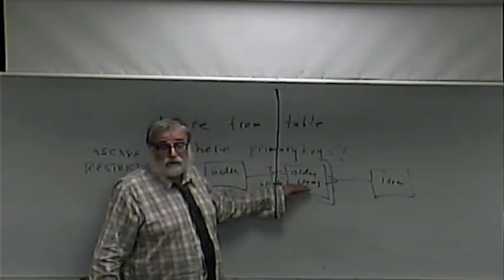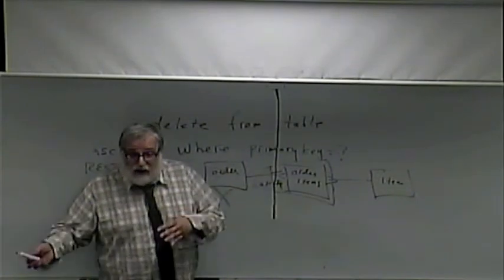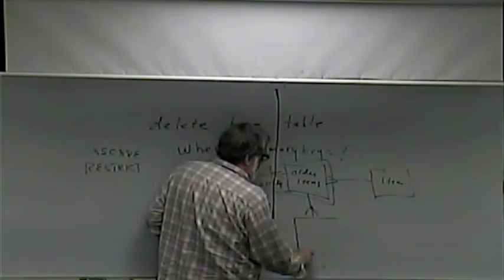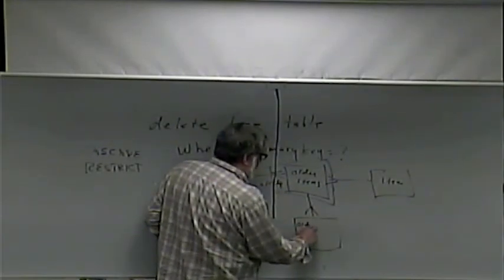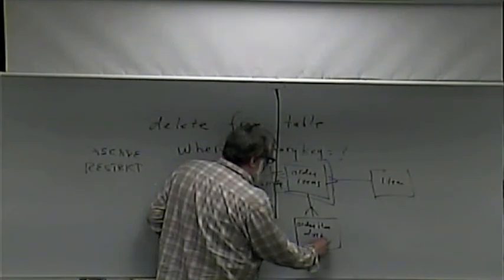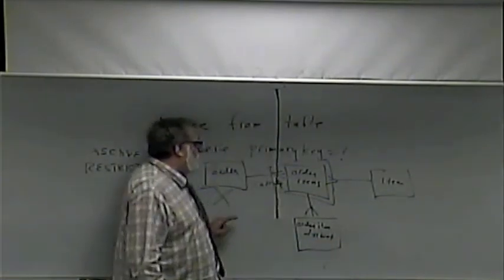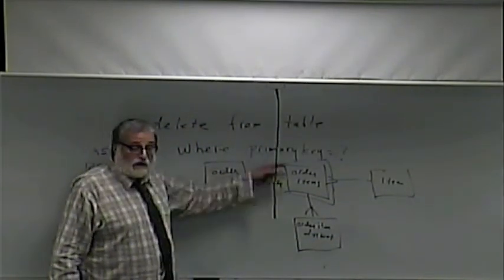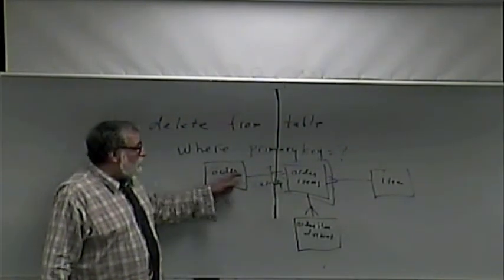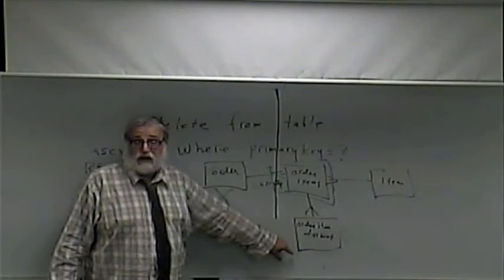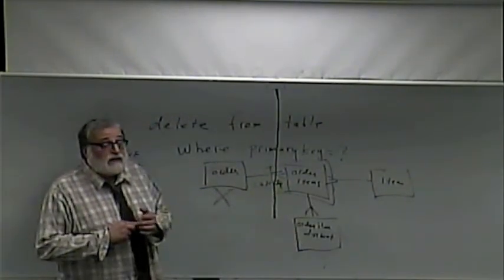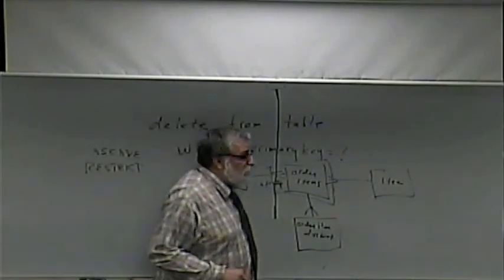We could have a chain of cascades. Maybe for each item, there's an order item discount table. In which case, I'd cascade delete from here to here, cascade delete from here to here. So if I took out an order, it would get rid of all the items and all the discounts associated with those items. Remember, though, a delete either completely succeeds or completely fails.